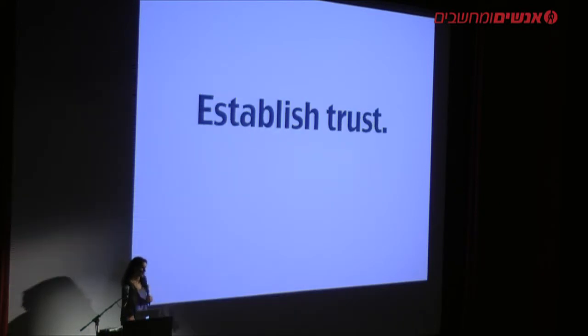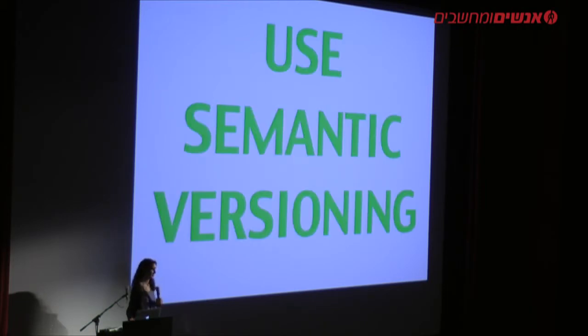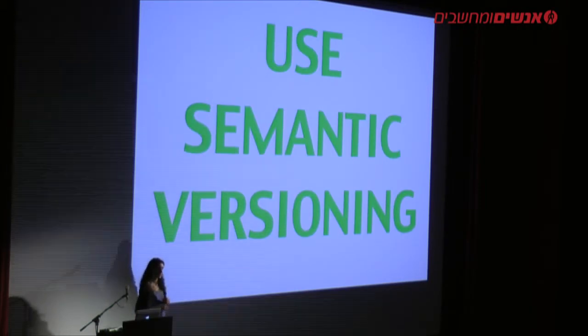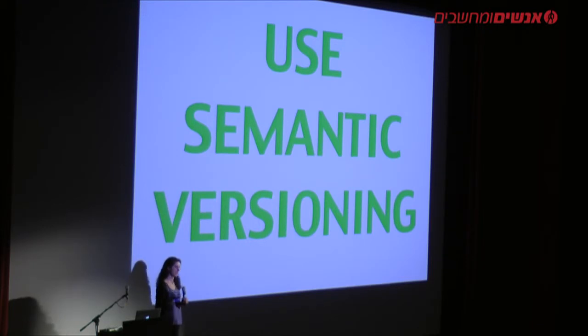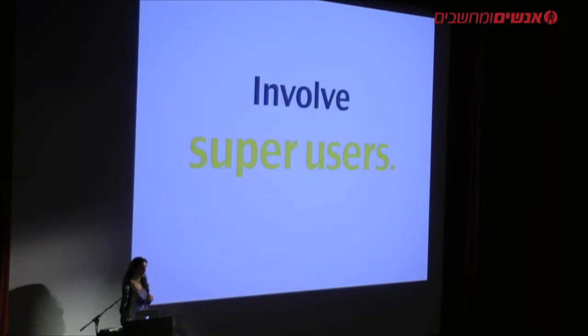And establish trust. I can't emphasize this enough. The main thing I have to say about this is use semantic versioning. So semantic versioning, x.y.z, z is patch level, y is minor version, x is major version. Never break this. You will break the trust you have with your users if you break semantic versioning. This is a contract you have with your users, and if you want them to continue using your gem, you have to stick to this.